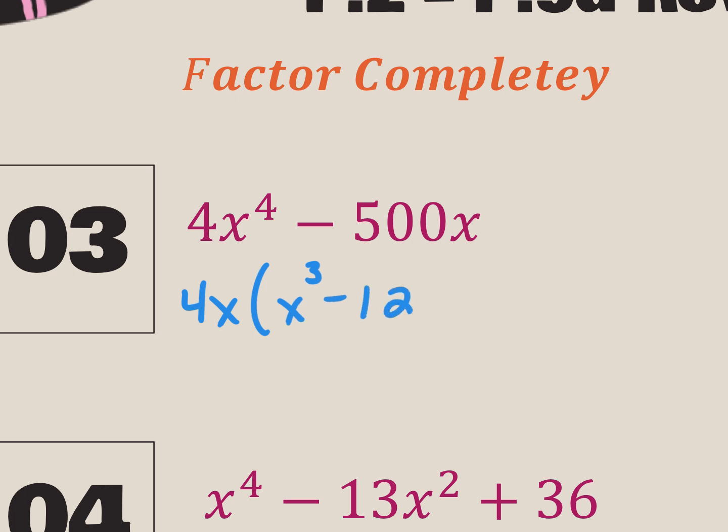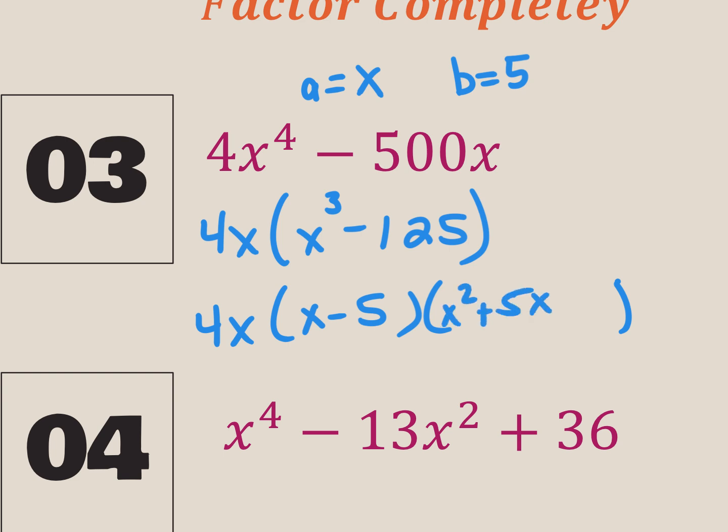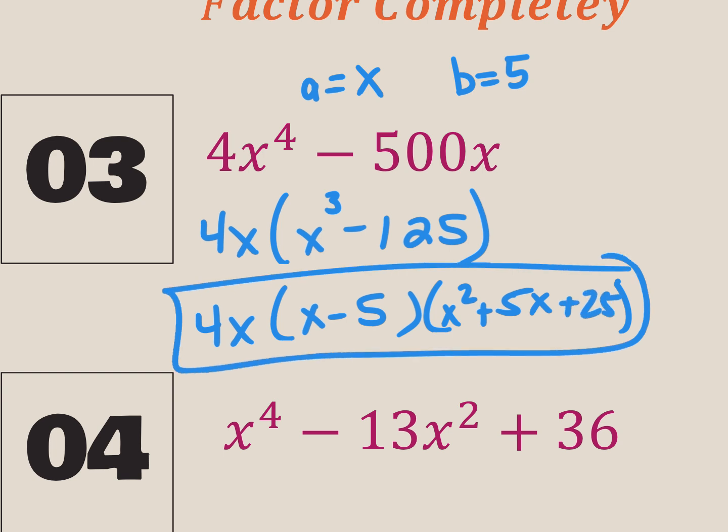X cubed minus 125. If that's as far as you get, you've earned yourself about 2 points. Because what is left over here? Not perfect squares, it's cubes, right? So my A term is going to be x. My B term is going to be what? 5. And then we have to know the pattern. So I have my 4x out in front. What does my first parenthesis say? X minus 5, perfect. And then what does my second parenthesis say? X squared plus 5x plus 25, perfect. That is factored completely.